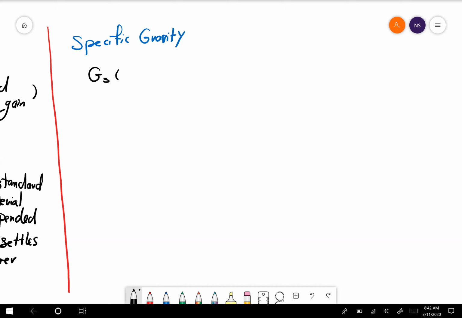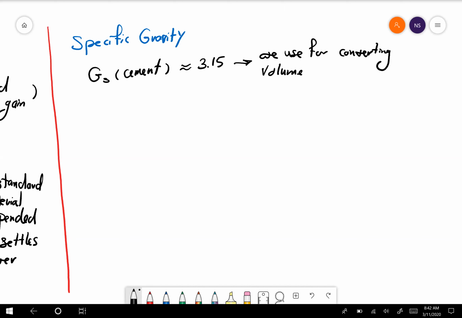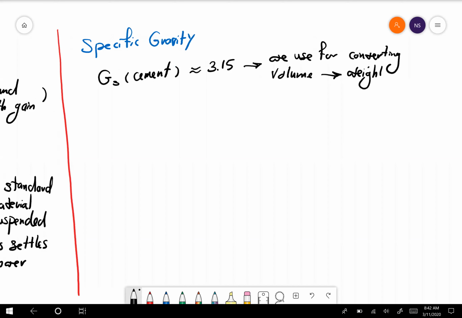Now, the specific gravity of the cement, G sub S of cement, typical number is around 3.15, and you probably need to remember this number because it's going to be used very often in the mix design. And this is the number that we use for converting volume to weight proportion.